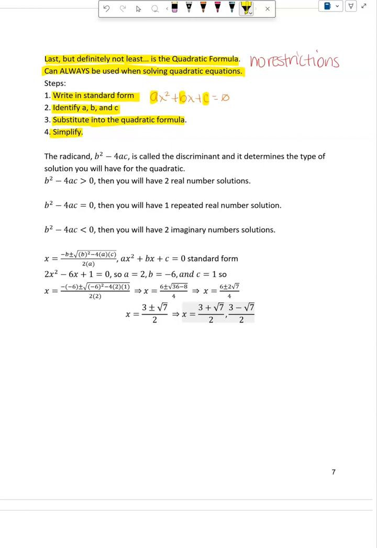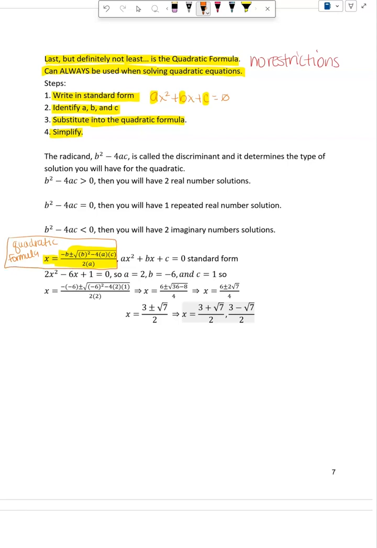So let's talk about what our quadratic formula is. Here is our quadratic formula. x equals negative b plus or minus the square root of b squared minus 4 times a times c, all over 2 times a. That's our quadratic formula right there, okay? That is it.